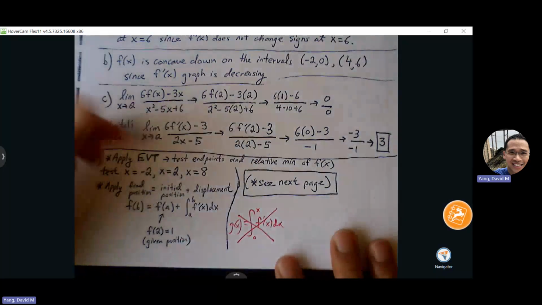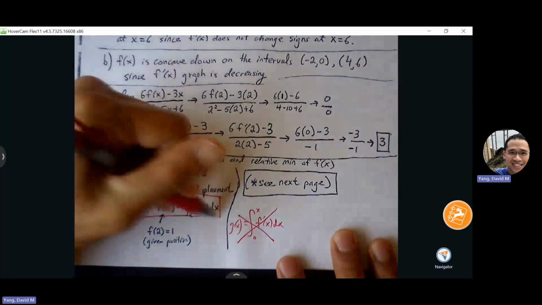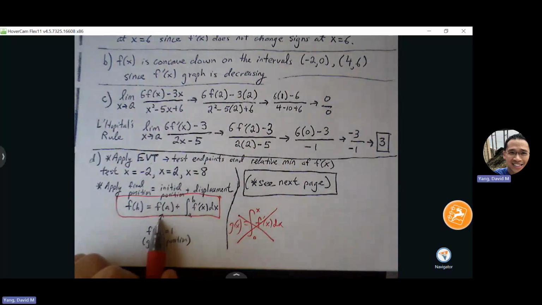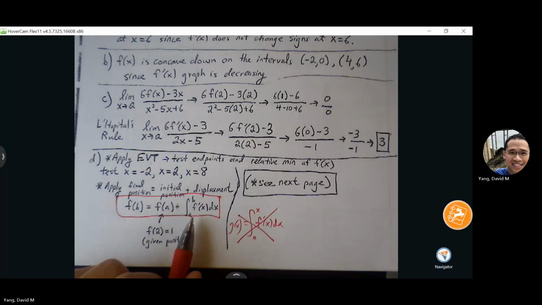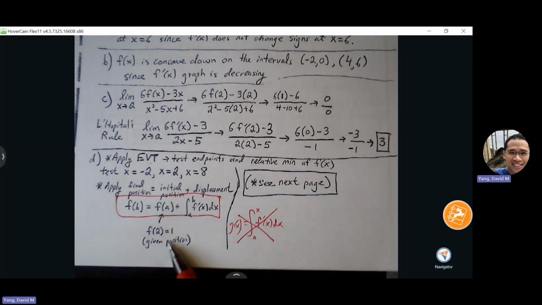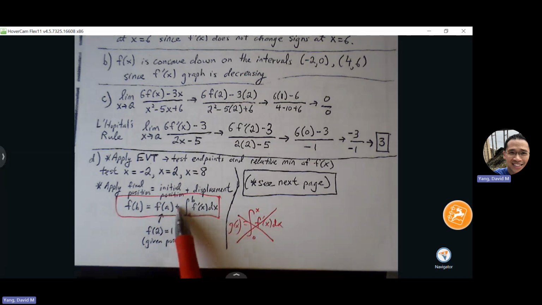So if they don't give it to you, then we have to use our adapted formula: final equals initial plus displacement. So we do have an anchor point. Our anchor point is f of 2. So we're going to find f of -2, f of 2, and f of 8. And then we're going to be accumulating the area between the graph and the x-axis.